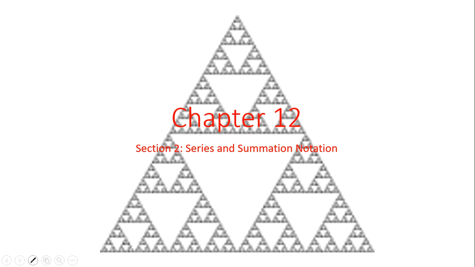Good morning and welcome back to the second section of Chapter 12. In this section, we're going to have an introduction to series and summation notation. Last time we had an introduction to sequences, and then afterwards we'll be looking at both of these together because they're definitely related to each other.